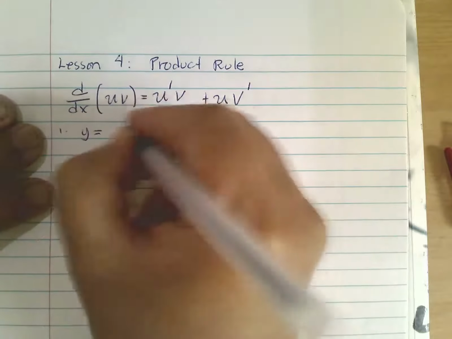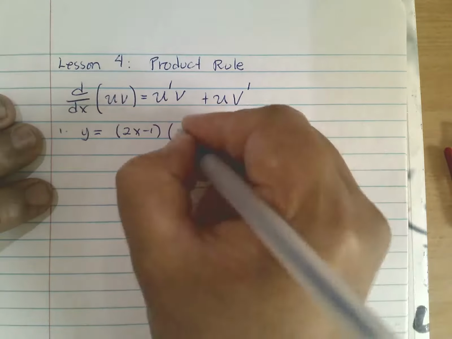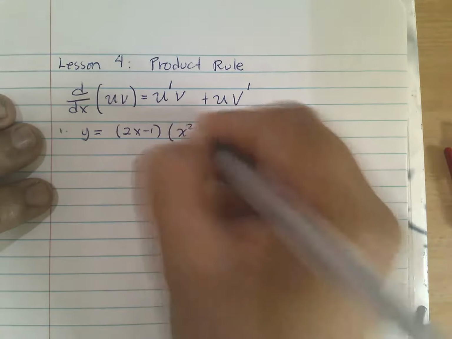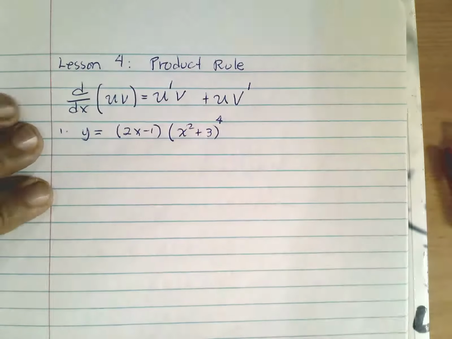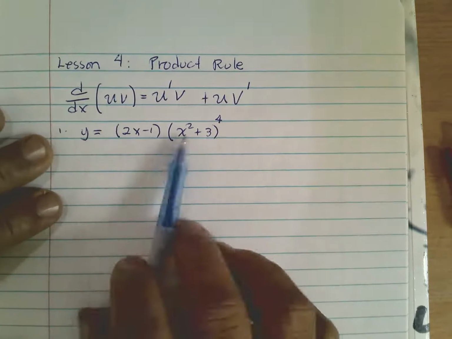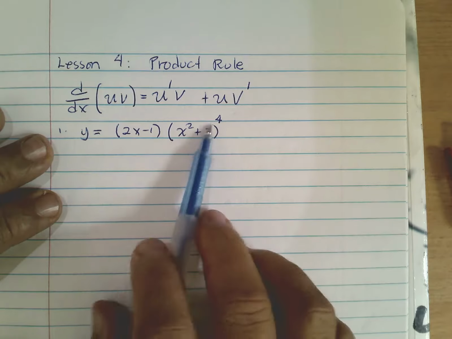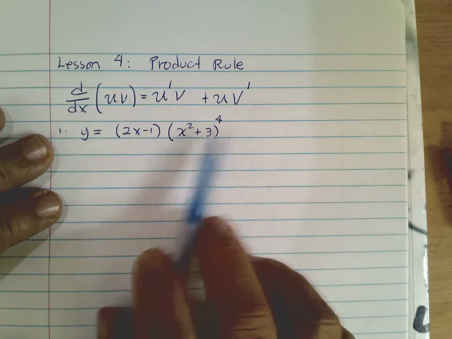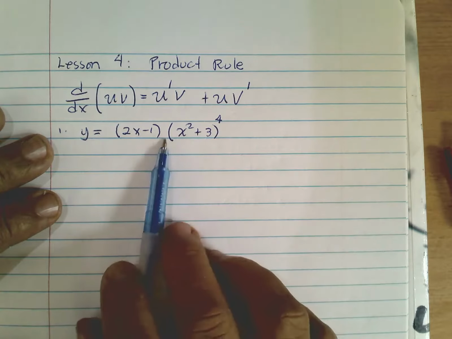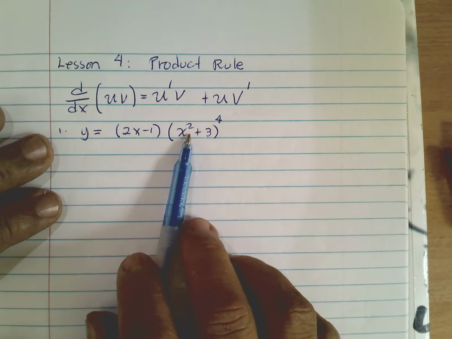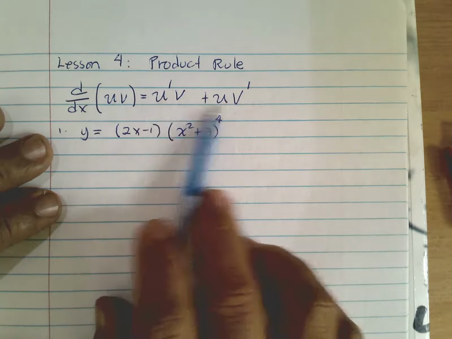Suppose my y is equal to (2x minus 1) times (x squared plus 3) raised to the fourth. When you find the derivative of this, it's going to be very tasking to expand this to the fourth power and then multiply by this. It's unimaginable. So we need a way to find the derivative easily, and that is using the product rule.